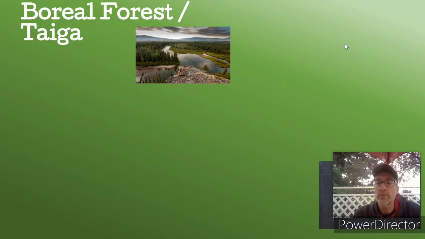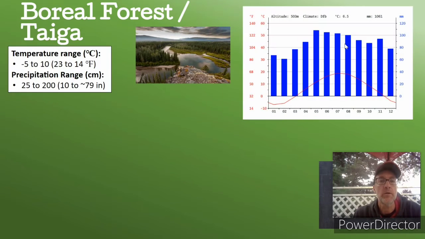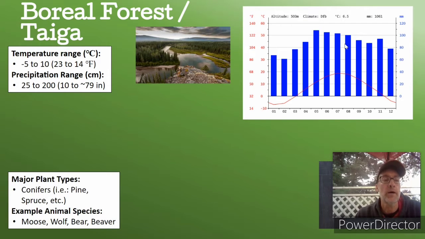Boreal forest. I had an opportunity to go up to the Boundary Waters this summer. Pretty amazing place. Temperatures you can see getting pretty balmy, up to 10 degrees Celsius. So in warmer months, you can get warmer temperatures. Precipitation, those blue bars, you can see going up a lot higher. So pretty good rainfall patterns.